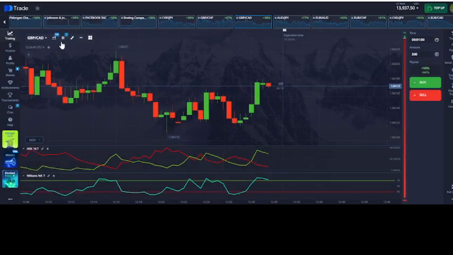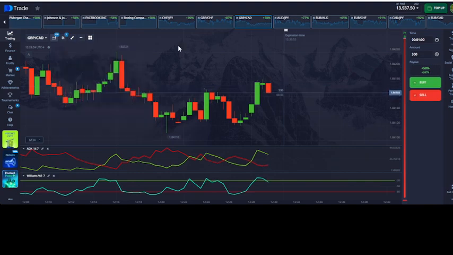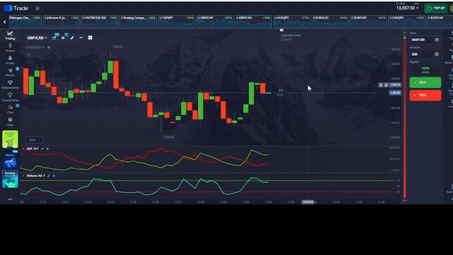Now for my candlestick charts, I have the candle set to 30 seconds, 30-second regular Japanese candles. And for my trade timer, I have the period set to 1 minute. So I'll be taking 60-second trades while looking at 30-second candles. Okay, so what I'm going to do now is pause the video and look for some trade setups.